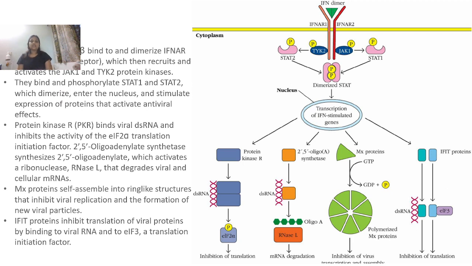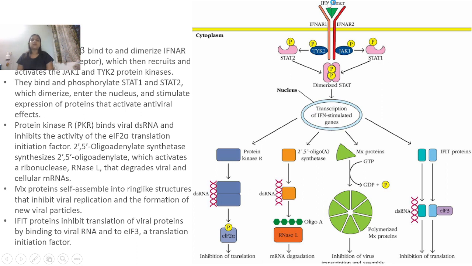So here we can see two interferon dimers, interferon alpha and interferon beta. These are the two major IFN-1s which can bind and dimerize the interferon alpha receptor. Here we can see there are two receptors, IFNAR1 and IFNAR2. These are the two interferon alpha receptor chains, and for the starting of the signaling, these two need to dimerize.